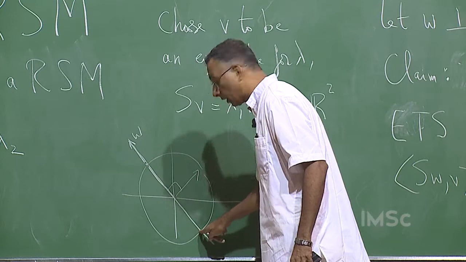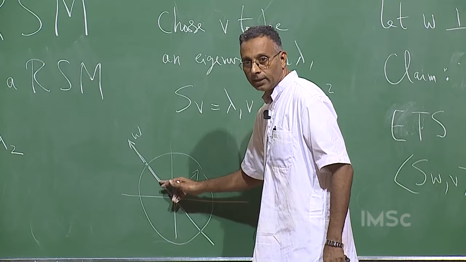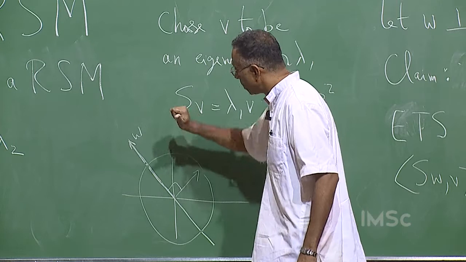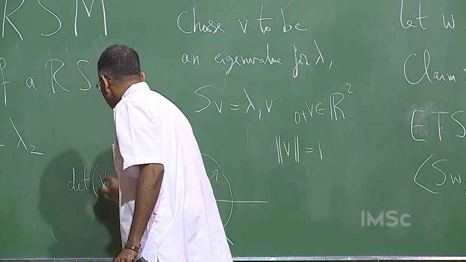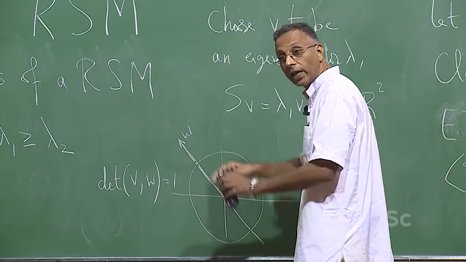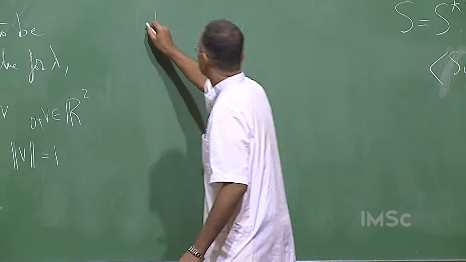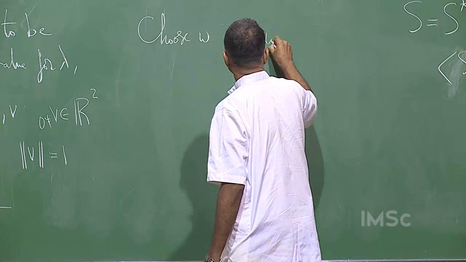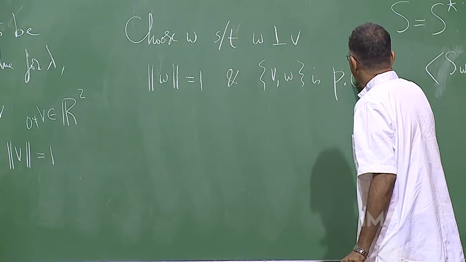If I travel from V to W, these are ordered: V is the first one, W is the next one. The counterclockwise angle is 90 degrees. That's one way. Or you can use the right hand rule: if I curve the fingers of my right hand from V to W, then the thumb should point outside of the board. Or you can say that the determinant of the matrix where the first column is V and the next column is W is 1. These are various ways of saying this. So what I can do finally is choose W such that W is perpendicular to V, W is a unit vector, and V, W is positively oriented. Let me shorten that to positive. This just means one of these several equivalent things.